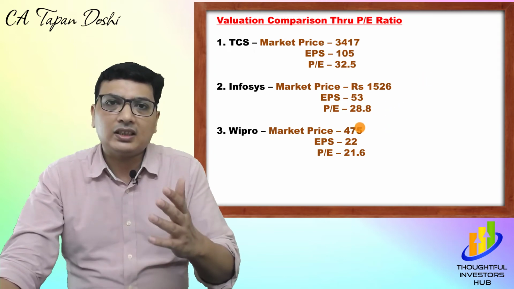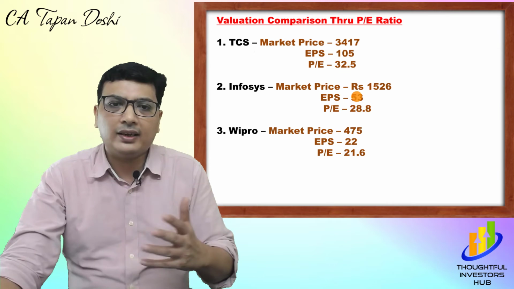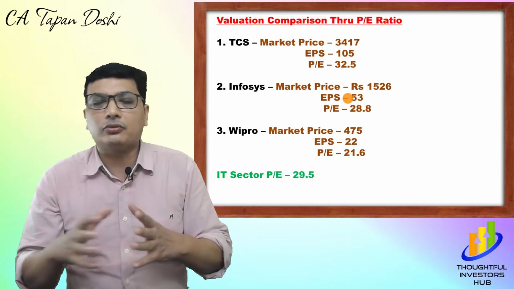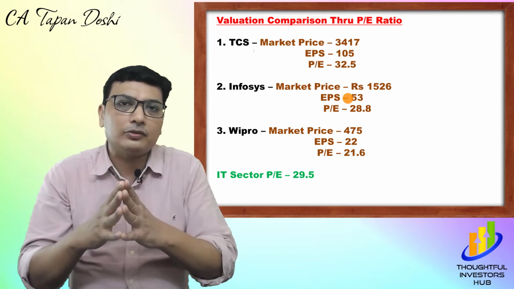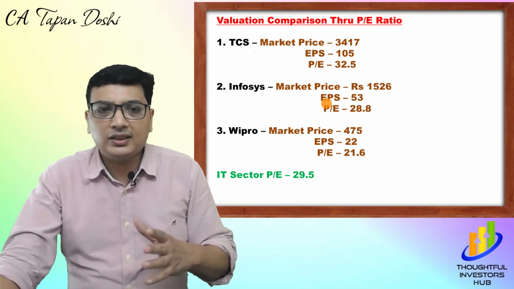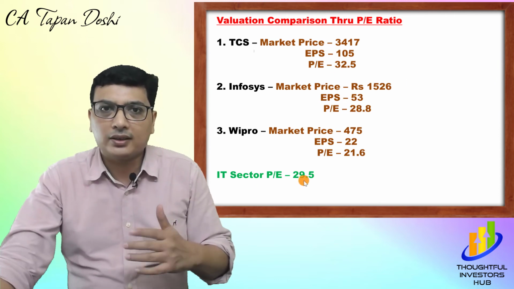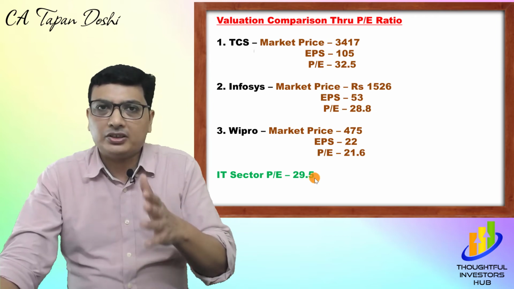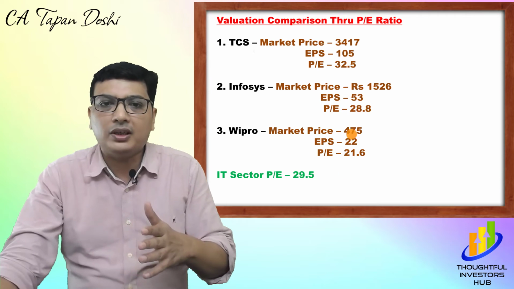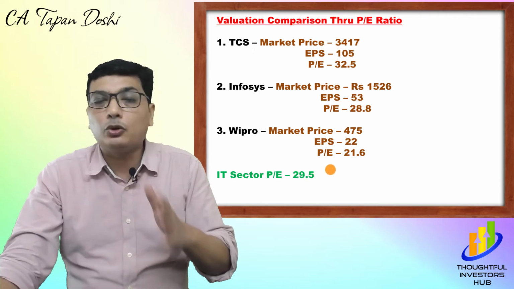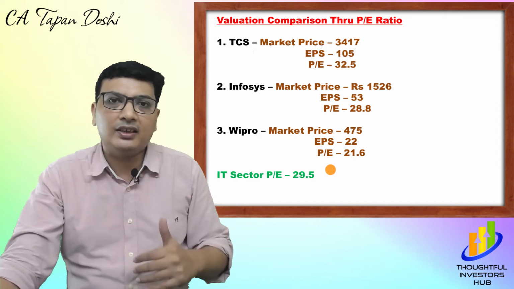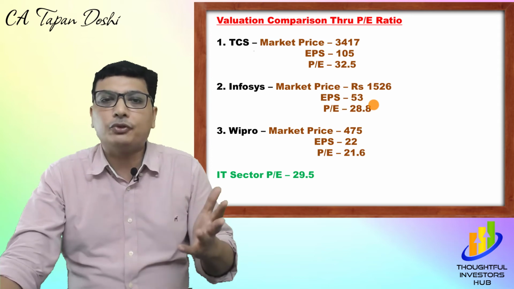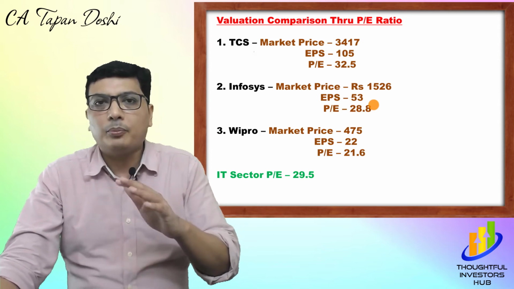So TCS is 32.5, Infosys 28.8, and Wipro is 21.6. Now let us see what the IT sector P/E ratio is. Basically, you have to compare that stock with the sector P/E ratio also. The sector P/E ratio is 29.5. Now, if you see, Wipro is at 21.6, so it is lower than the IT sector P/E ratio. That means it is undervalued. You can then say TCS is overvalued and Infosys is a properly valued stock.